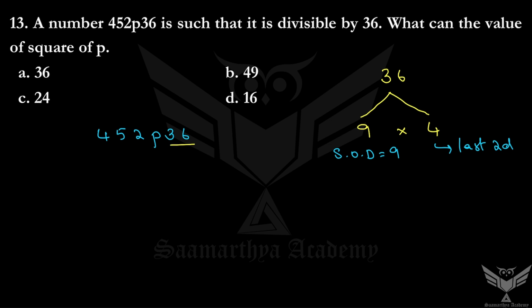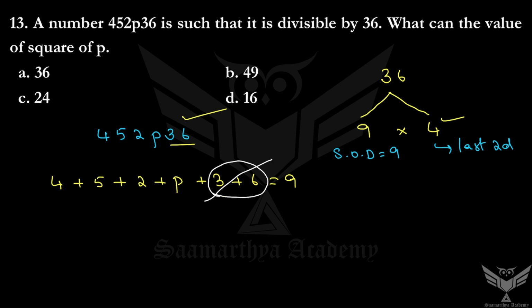Clearly last 2 digits are divisible by 4. No need to check for 4. Remaining is 9. So the sum of digits 4 plus 5 plus 2 plus P plus 3 plus 6 should be divisible by 9. If the sum of digits is divisible by 9, the entire number will be divisible by 9. Now clearly 6 and 3 will form 9, divisible.